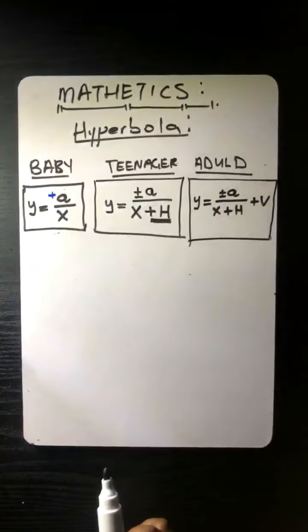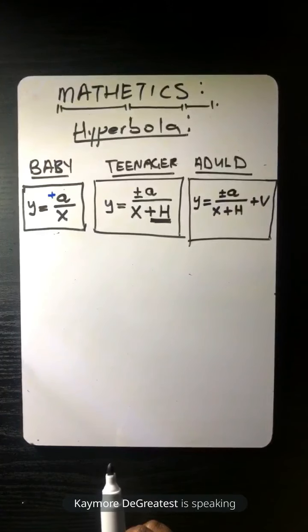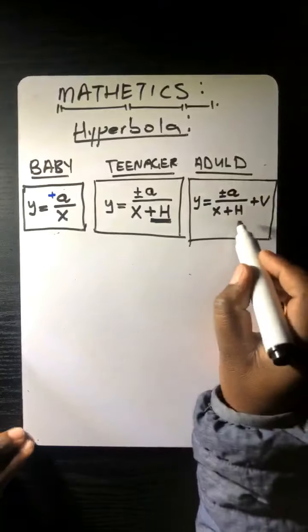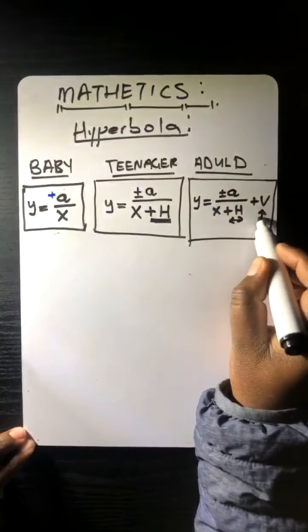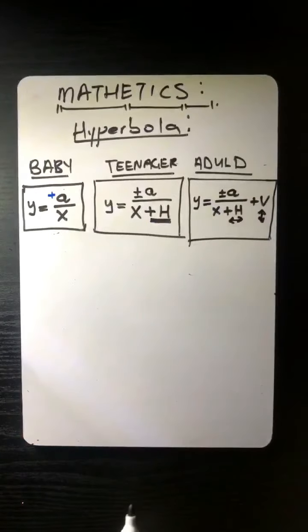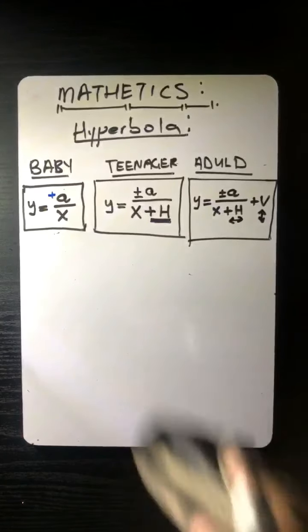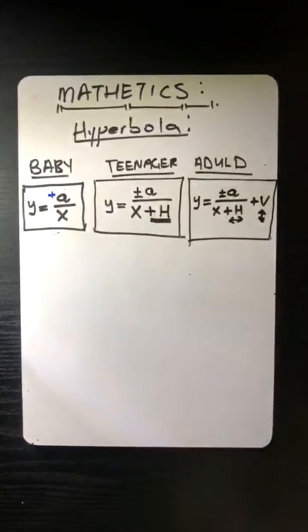Say it's a vertical shift. Did you guys hear that? Yes, sir. A vertical shift. So that means this refers to the horizontal shift and this refers to the vertical shift.